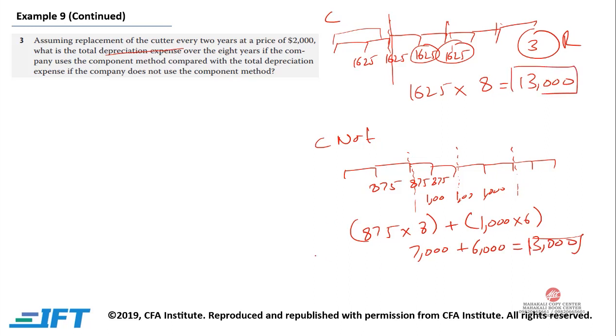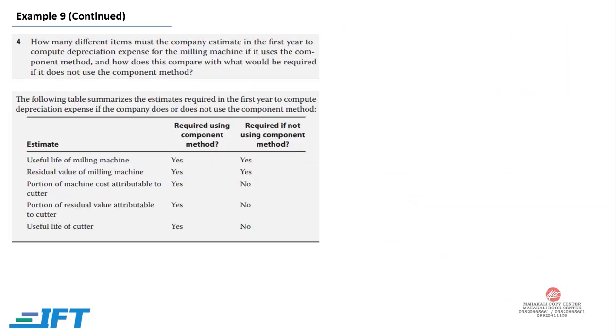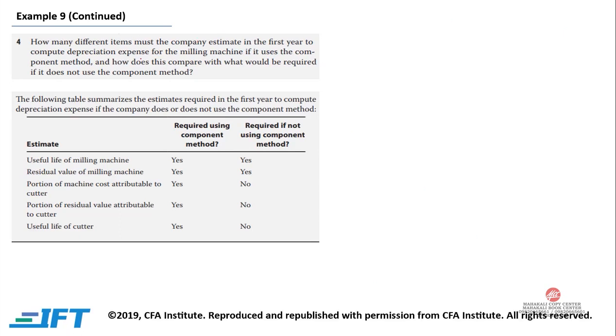And if you look closely, the total machinery cost was 10,000 initially, and we bought 3 new rotators for $2,000, and the residual value was 3,000. So 10,000 plus 6,000 minus 3,000 would again give us $13,000.